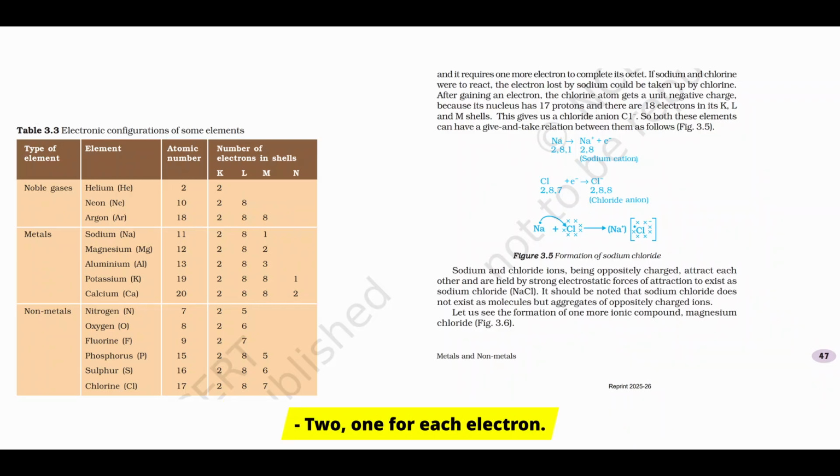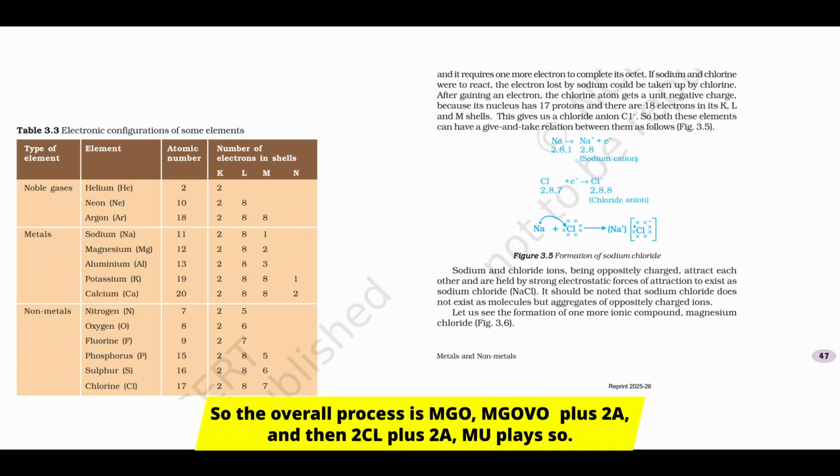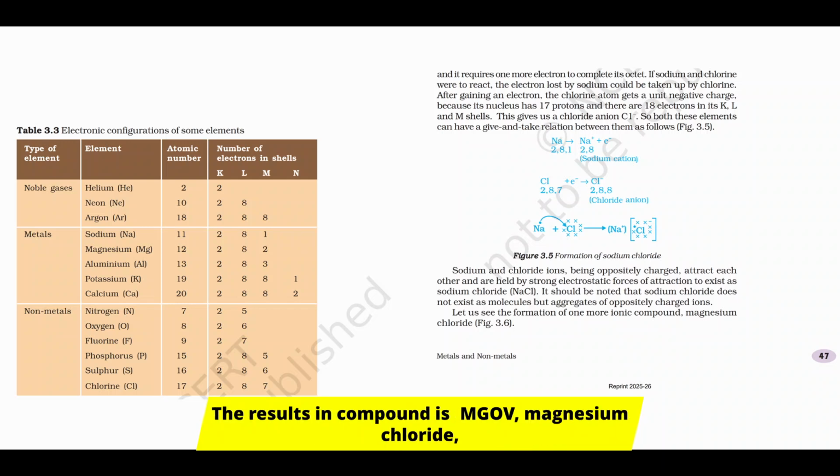2, 1 for each electron. Perfect. Magnesium donates 1 electron to each of 2 chlorine atoms. So the overall process is Mg gives Mg2+ plus 2e-, and then 2Cl plus 2e- gives 2Cl-. The resulting compound is MgCl2, magnesium chloride, held together by ionic bonds between Mg2+ and Cl- ions.